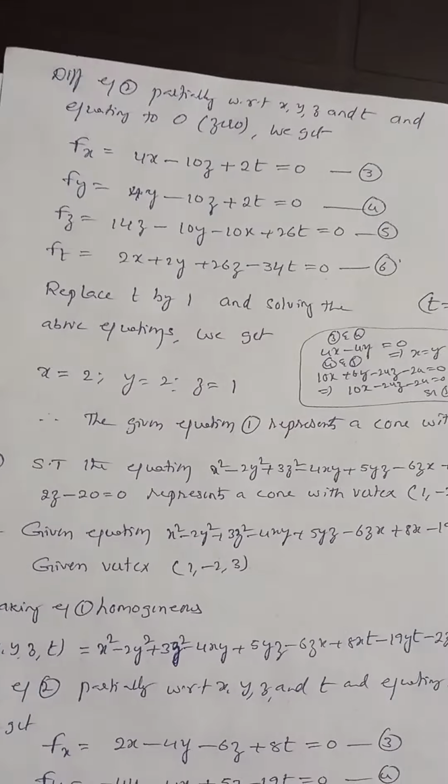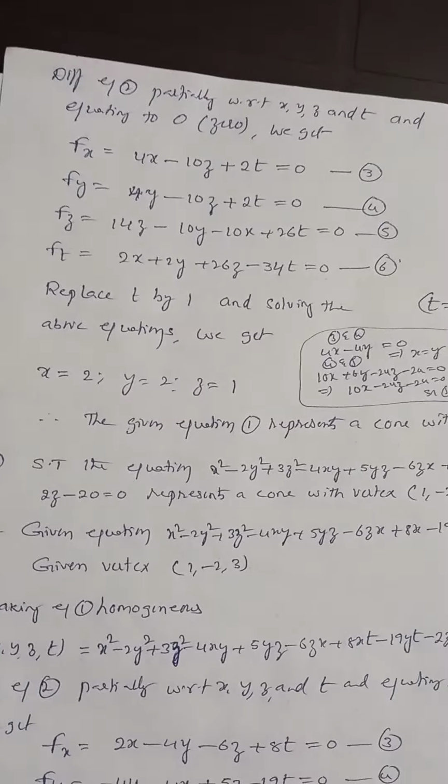First of all, we have to write the given equation of the cone, which you call equation number 1, and the given vertex, that is 1 comma minus 2 comma 3. Right? Now we have to make equation 1 homogeneous by introducing a fourth variable t, denoted by f of x, y, z and t. Wherever x has only power 1, there we are introducing t. This is 8xt, 19yt, minus 2zt, minus 20t square.